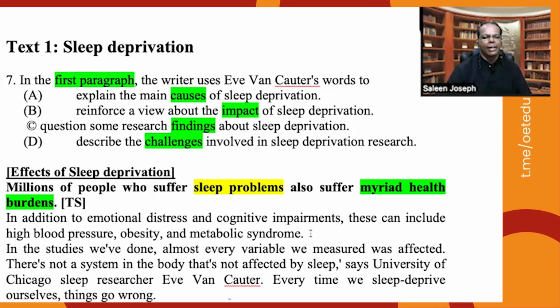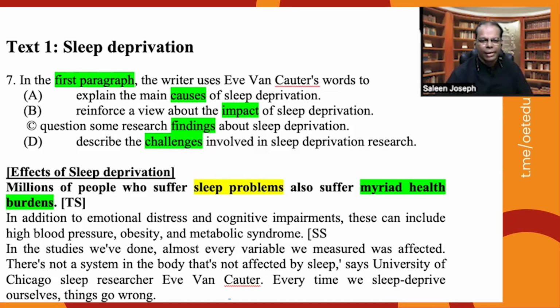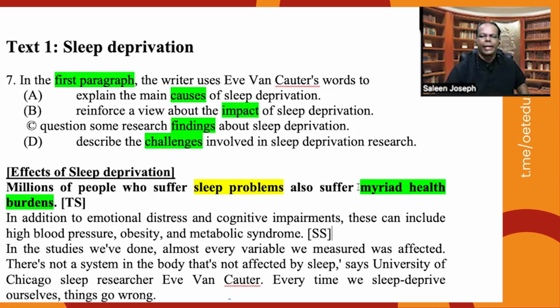Supporting sentence means, what does the supporting sentence do? Explanation of the topic sentence. Explain the topic sentence means explain the controlling idea. What is the controlling idea here? Myriad health burdens. If you don't understand, you can say various health issues. Now that has to be explained in the supporting sentence. The controlling idea has to be explained in the supporting sentence.